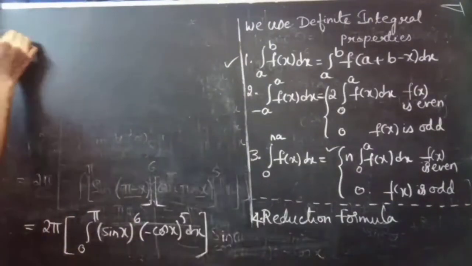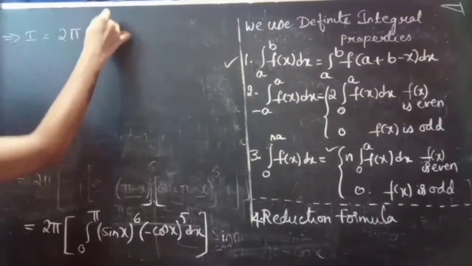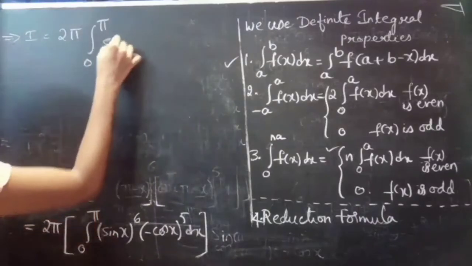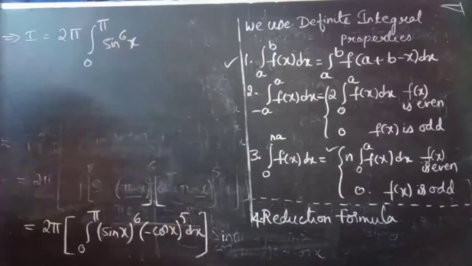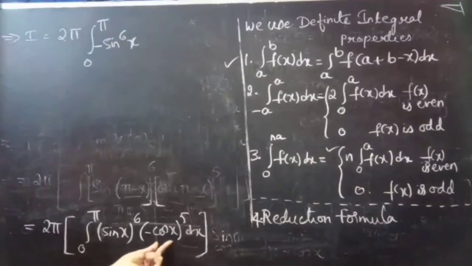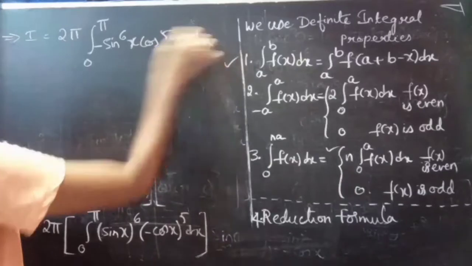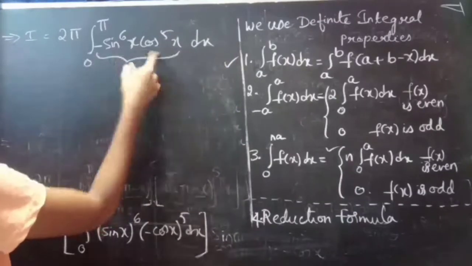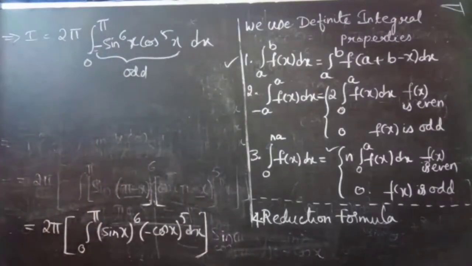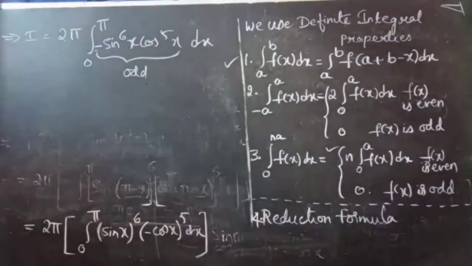So this implies I equals 2 pi into the integral from 0 to pi of sin x whole power 6, which will be sin power 6x, minus power 5 is minus, and cos x power 5 will be cos power 5x into dx. So here our integrand is odd since we are having a negative sign. So f of x is odd. If f of x is odd, the integral from 0 to 2a is 0.